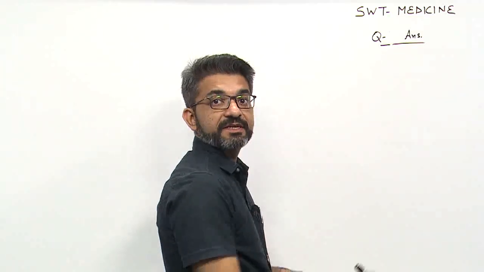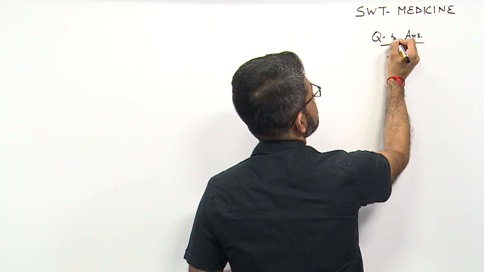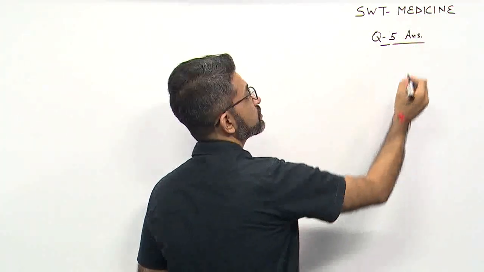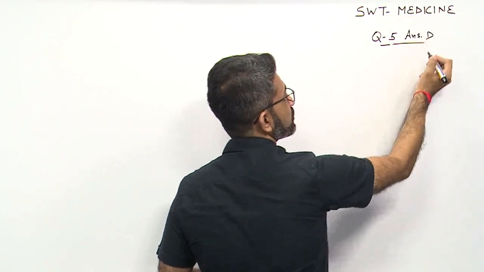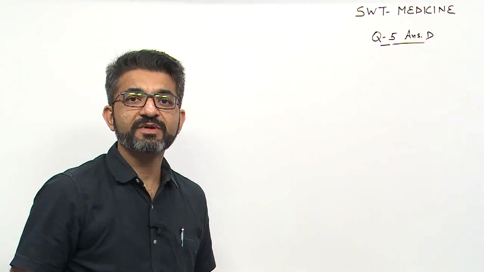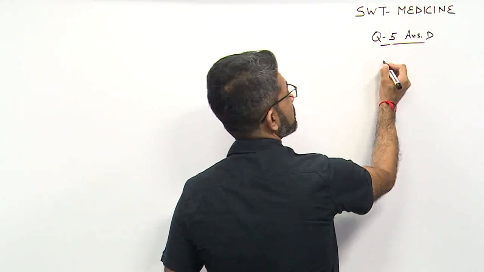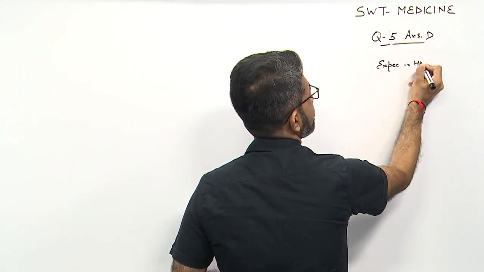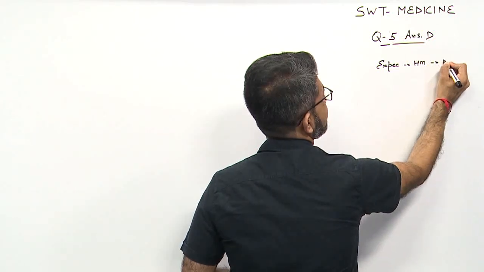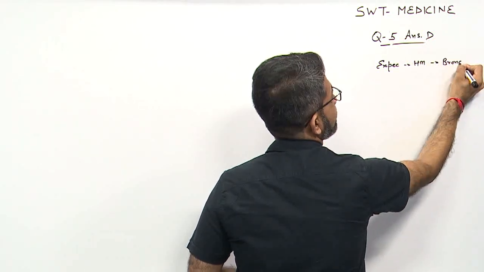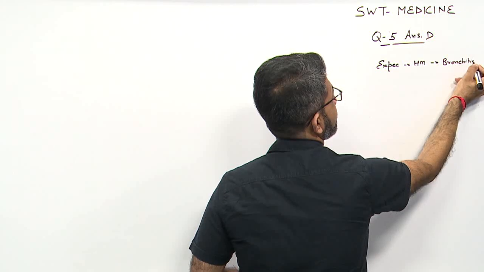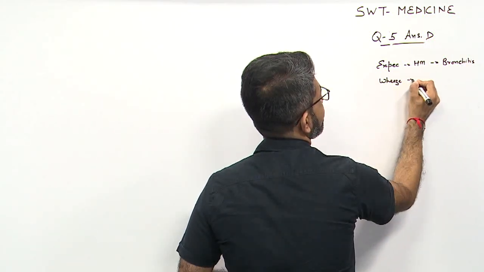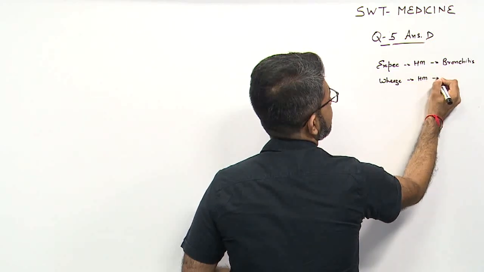Question number 5 is regarding asthma. The answer is D. Expectoration is a hallmark of bronchitis. Wheeze is a hallmark of asthma.